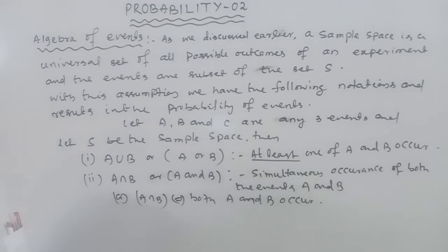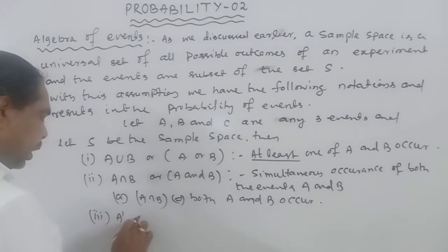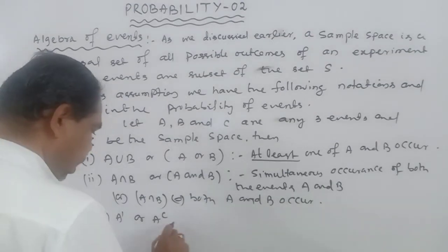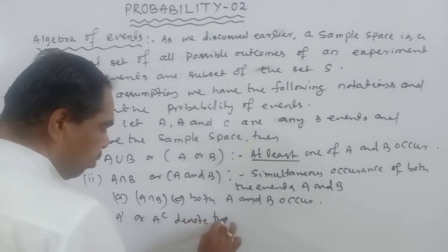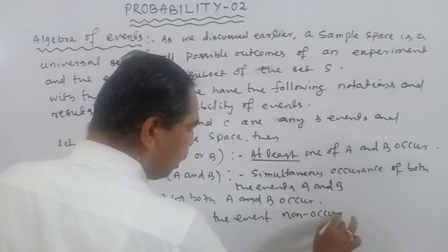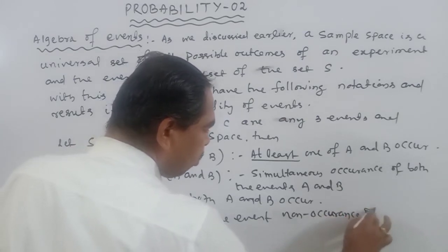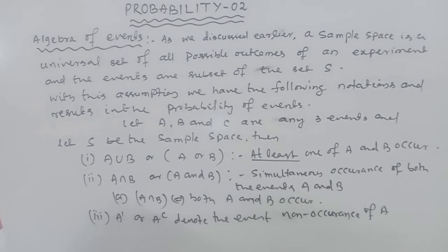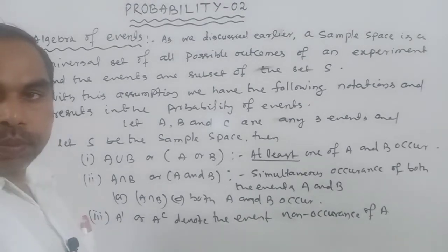Next one, third: A dash, or A complement. A complement denotes the event of non-occurrence of the event A, that is, not A. This is A dash or A complement.